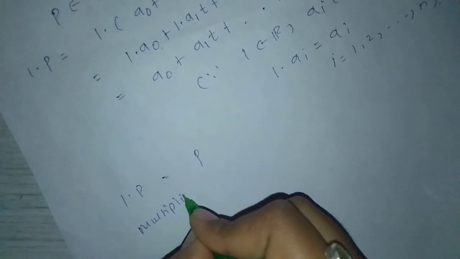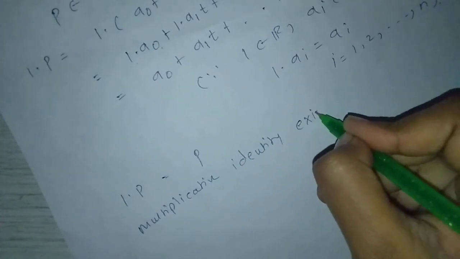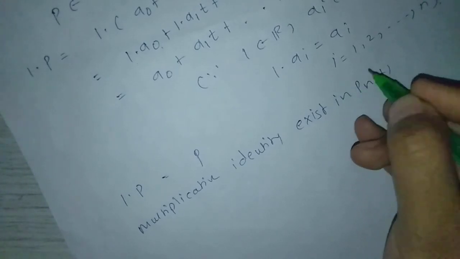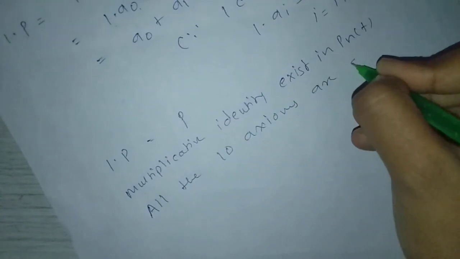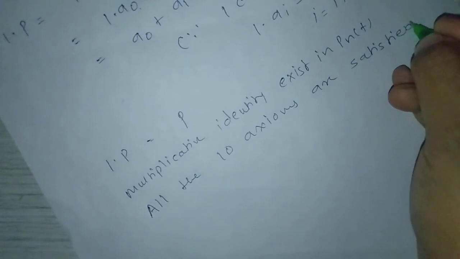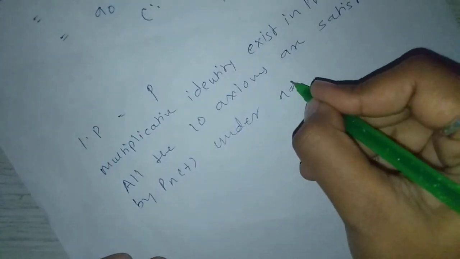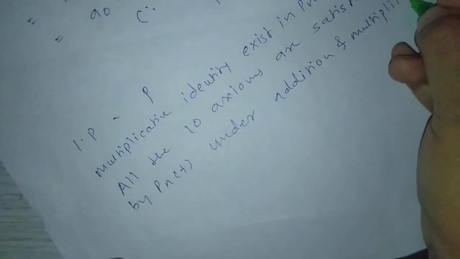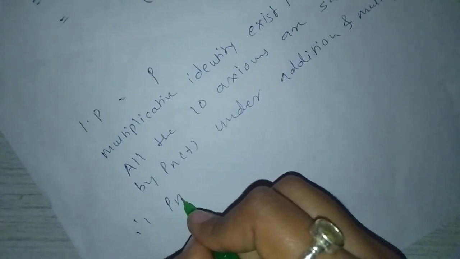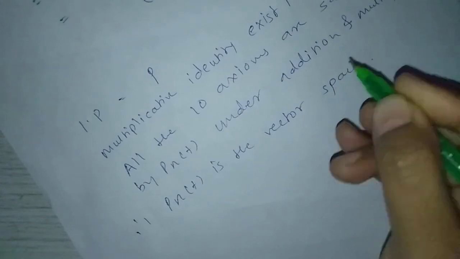Multiplicative identity exists in Pn of t. All the 10 axioms are satisfied by Pn of t under addition and multiplication. Therefore, Pn of t is a vector space. Here we stop.